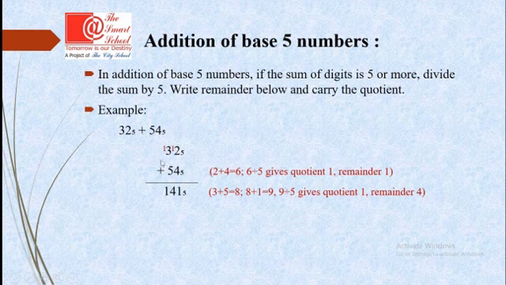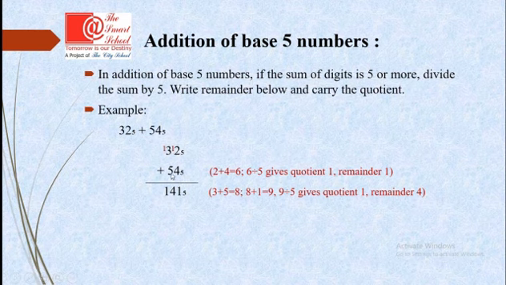Now arrange these in vertical order. Now 2 plus 4 is 6, which is obviously bigger than 5. So we will divide 6 by 5. It gives quotient 1 and remainder 1. Remainder 1 is here and quotient 1 will go up.